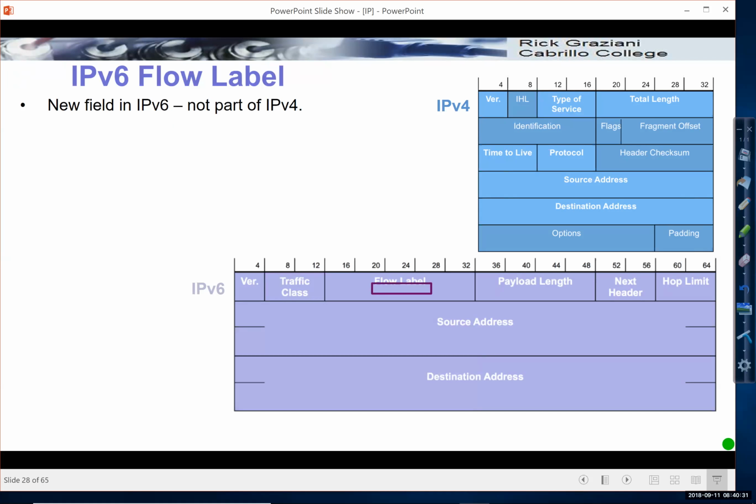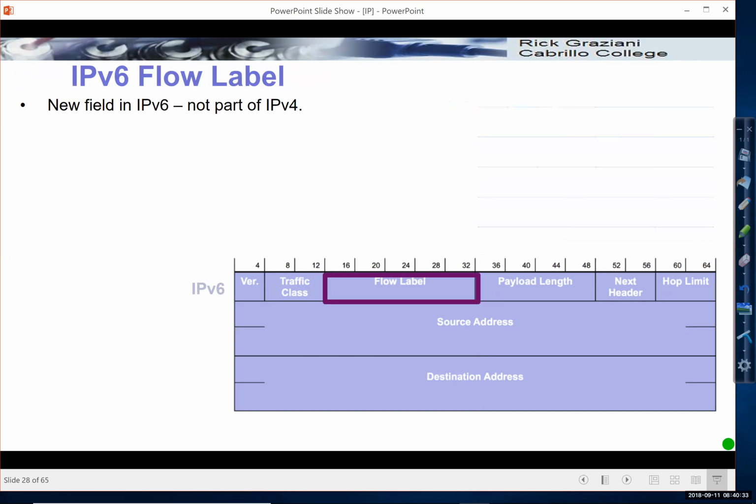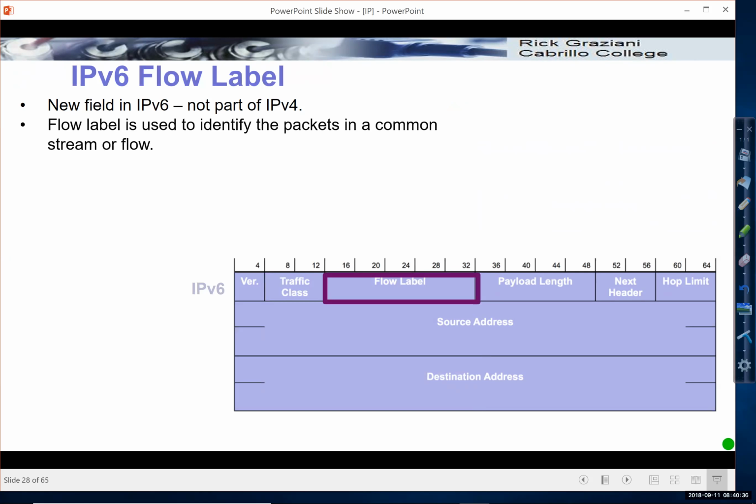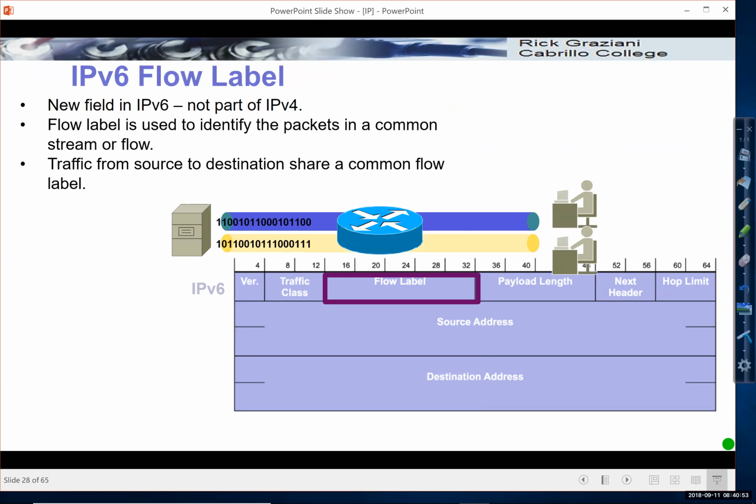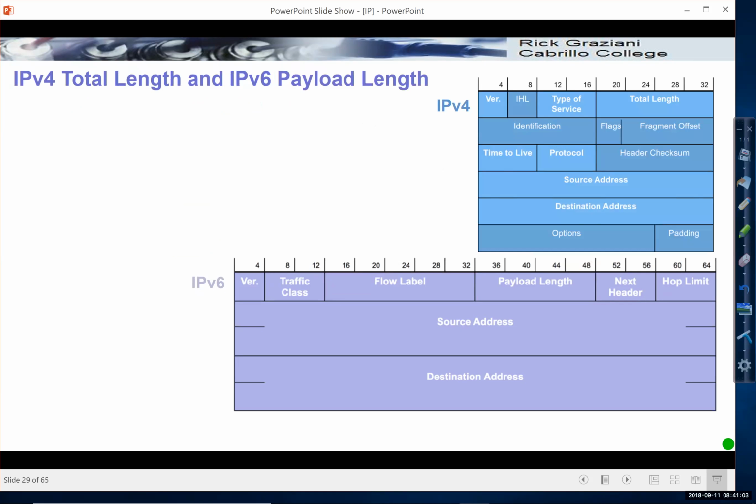There is a new field in IPv6 called the flow label, and it's mostly experimental, or still in transition as to how it's going to be used. But the flow label is just a label given to a common stream of packets, all the packets within the same stream or flow. It can be used to provide the same level of service from source to destination as it flows through the networks. Again, it's still kind of experimental at this point.